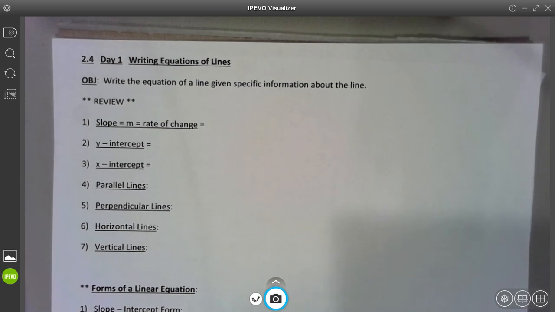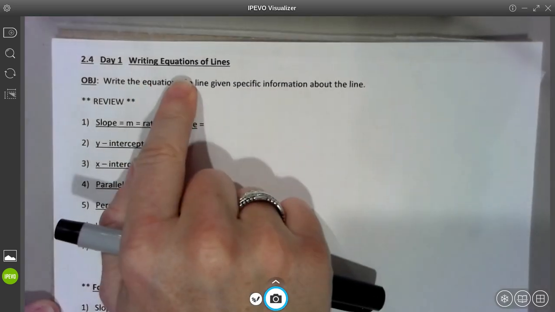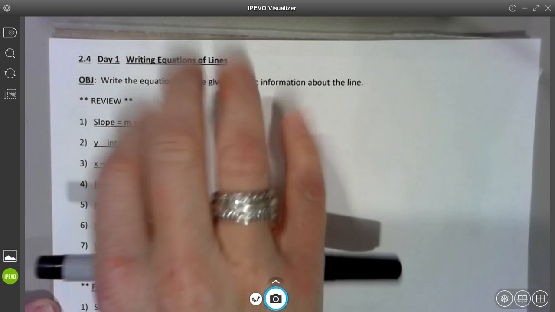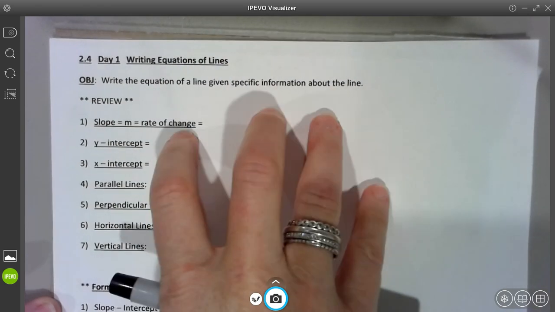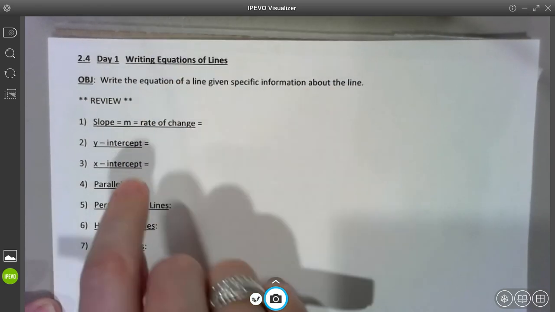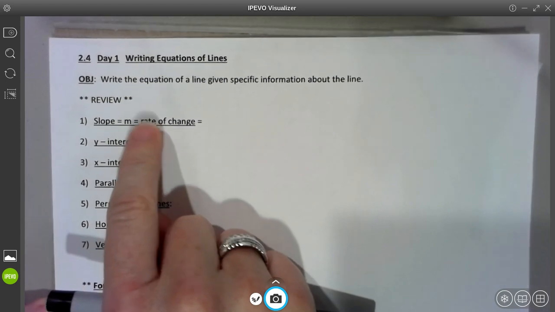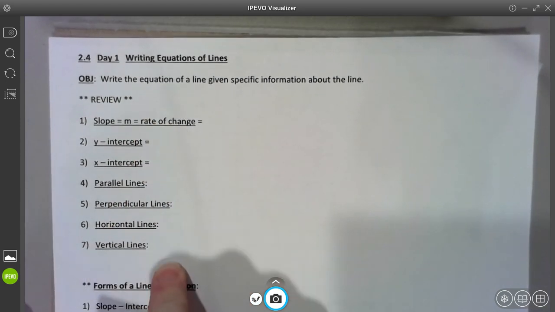Here we go, guys. All right, so we are going to be writing the equation of a line, right? It'll be easier or harder depending on the type of information that they tell us about the line. Before we actually start doing the examples, there's just some vocab that I want to make sure you guys are all aware of.